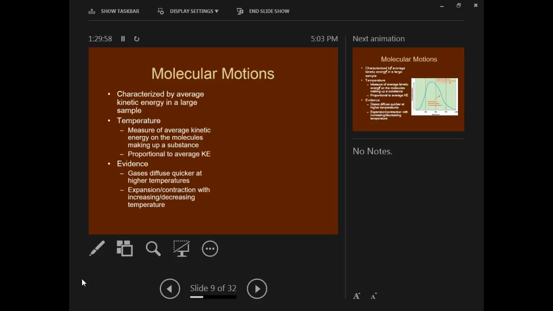Here we go. A measure of the average kinetic energy of the molecules. That's what temperature is, right? Average kinetic energy. Now, what can you tell me about kinetic energy? Anyone remember its formula?